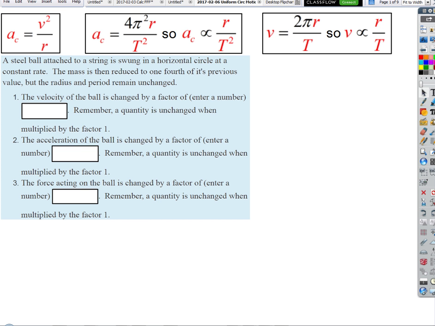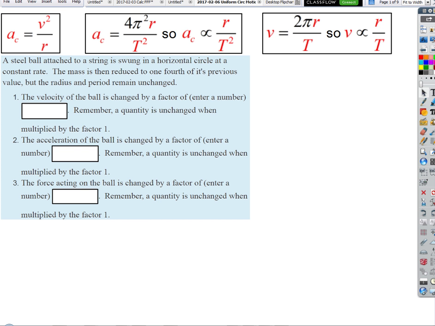Stuff where we can make them simple, right? Because it's not really telling us, I mean, how could we do these problems? Let's just talk about a couple strategies. We got a steel ball attached to a string. We're swinging it around in a horizontal circle at a constant rate.